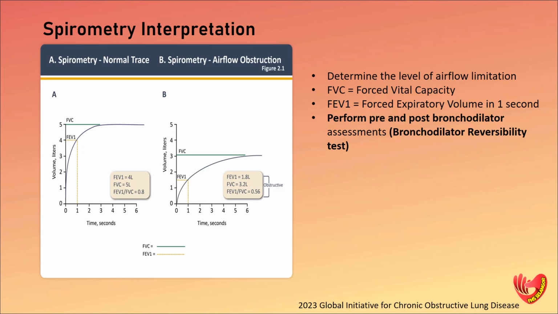To interpret spirometry in COPD, we need to perform pre- and post-bronchodilator spirometry. Next, calculate the ratio of FEV1-FVC pre- and post-bronchodilator to determine the level of airflow limitation. If post-bronchodilator FEV1-FVC ratio is less than 0.7 and non-reversible, the diagnosis of COPD can be made.